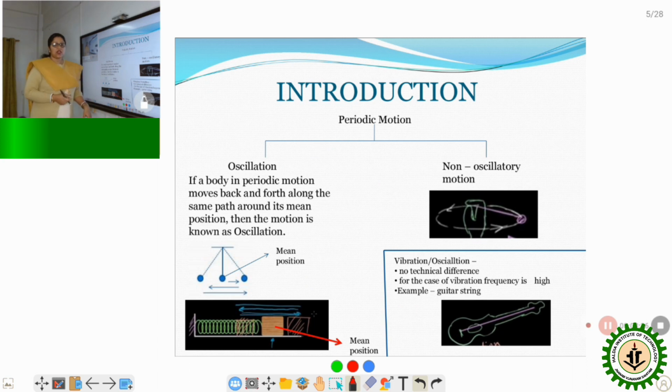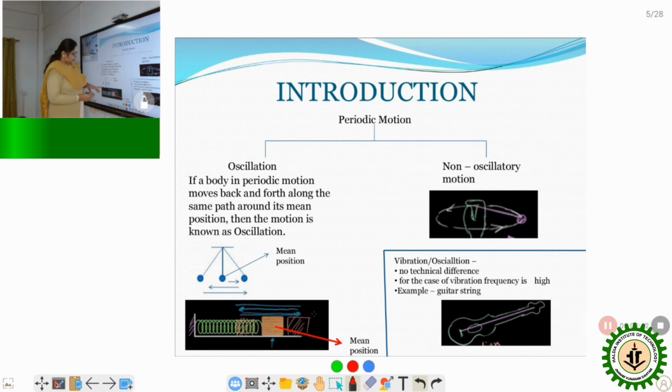Now we are looking more into periodic motion. We can classify periodic motion into two parts: one is oscillation and another one is non-oscillatory motion. So let us try to understand what oscillation is.